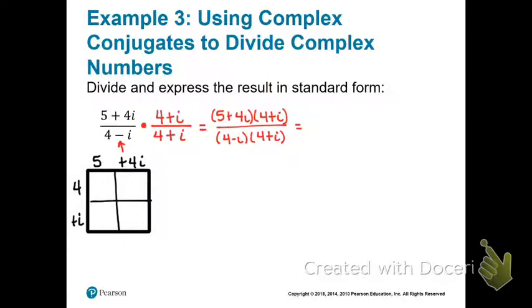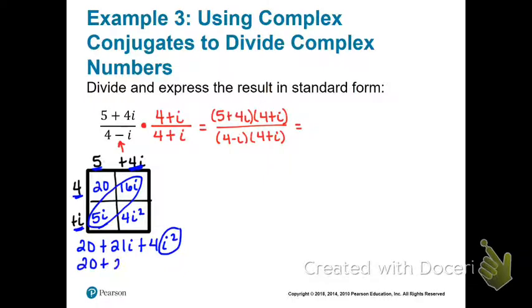So when I go through and do this, 5 times 4 is 20. Going across, 4 times 4i is 16i. Bottom left, i times 5 is 5i. And then i times 4i is 4i squared. So I get 20. I'm going to combine these two. 16i plus 5i is 21i. And then I have a positive 4i squared. I know I need to work on that i squared.